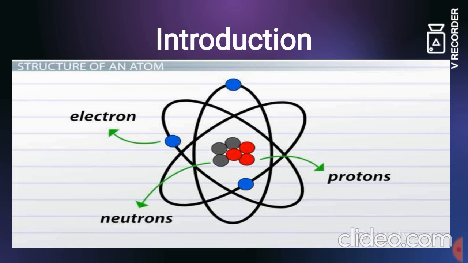Mass of electron is negligible, but for proton and neutron, the mass is 1 u, which is 1 unified mass. And this shows that proton and neutron reside inside the nucleus. But we have to remember that hydrogen doesn't have a neutron in it, because it has only one proton in it.